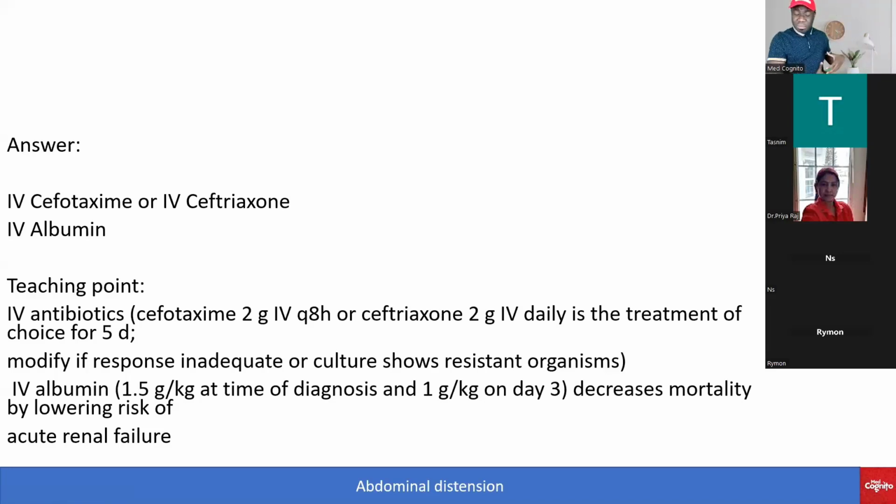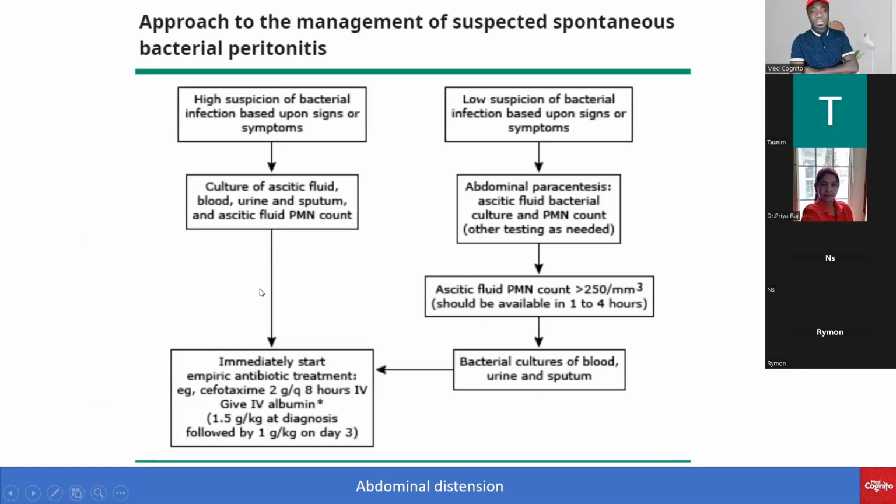That's what we're talking about. Whenever the patient has ascites, think about the lungs, think about the kidneys, think about the spleen. So the two main things you want to do for a patient with spontaneous bacterial peritonitis: ceftriaxone or cefotaxime and IV albumin. These two, especially albumin, will reduce the risk of renal failure in a patient with spontaneous bacterial peritonitis.